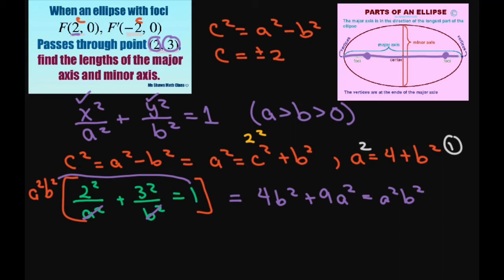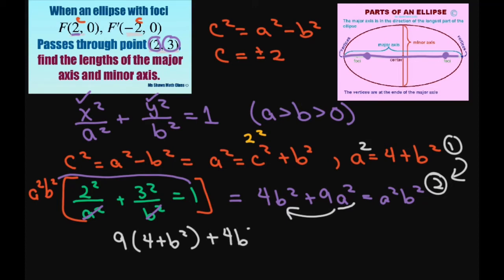All right, and if you want, you can switch these around. But let's go ahead and substitute in our a squared. So this is equation 2, and we're going to substitute 1 into 2. Therefore, I'm going to switch these around. So we're going to have 9 times a squared. So a squared is 4 plus b squared. And then we still have our plus 4b squared. And then we have a squared again. So a squared is 4 plus b squared, times b squared.